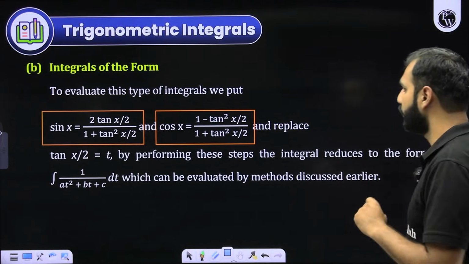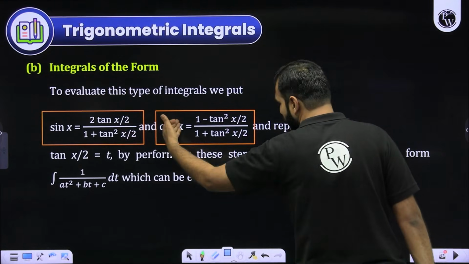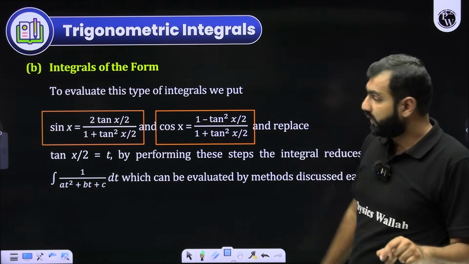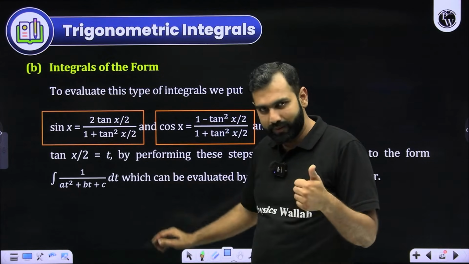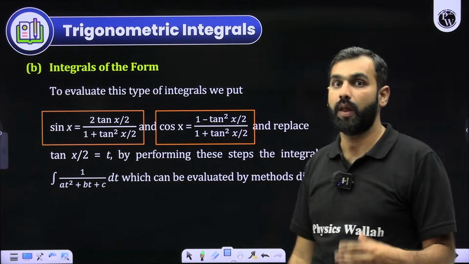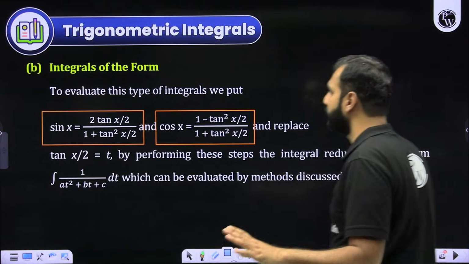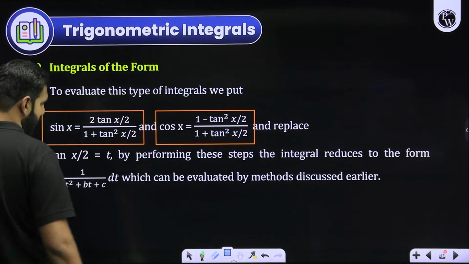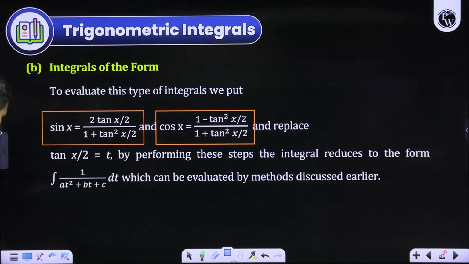So what I'll do is, I'll simply replace sin x and cos x by 2 tan x by 2 upon 1 plus tan square x by 2, and 1 minus tan square x by 2 upon 1 plus tan square x by 2, respectively. Why? Again, my why will be simple. Replace. Then, of course, once you have done this substitution, I'll show it to you here.